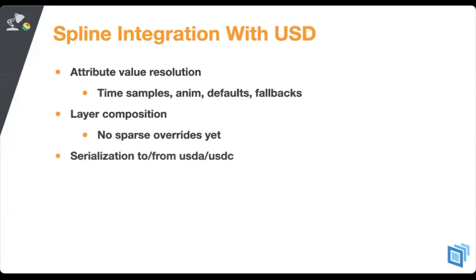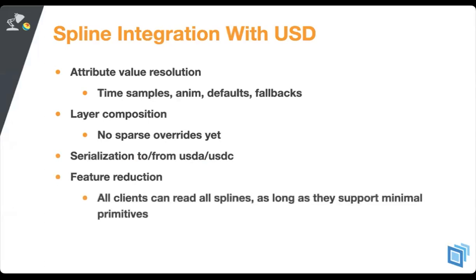We will, of course, serialize to and from the USDA and USDC formats. And we have a concept called feature reduction, which is the idea that because we are an exchange format, we want all clients to be able to read all splines as long as they support some minimal set of primitives. And yet we don't want every client to have to support every detail. If you recall the Venn diagram, Presto, for example, doesn't want to support everything that Maya supports. Maya won't want to support everything that Presto supports.